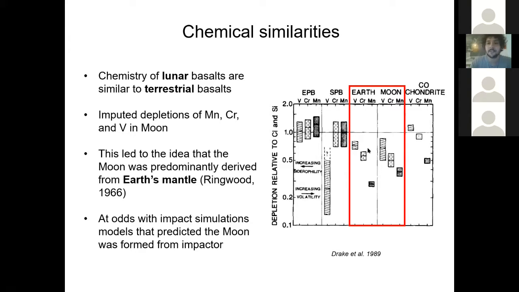And the fact that we see the same depletion on the Moon means that, because the Moon was too small to form its core at such high pressures, this chemical signature was inherited from the Earth. And this led to the idea that the Moon was predominantly inherited from the Earth's mantle, which had been proposed even before the Apollo missions. So this result is actually quite at odds with the canonical model, in which the Moon was formed predominantly from the impactor.